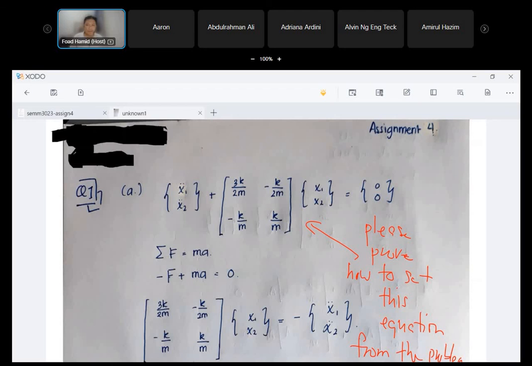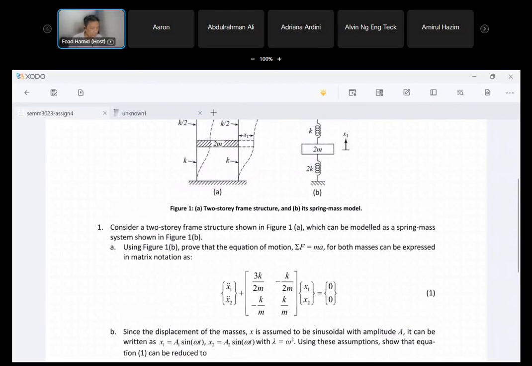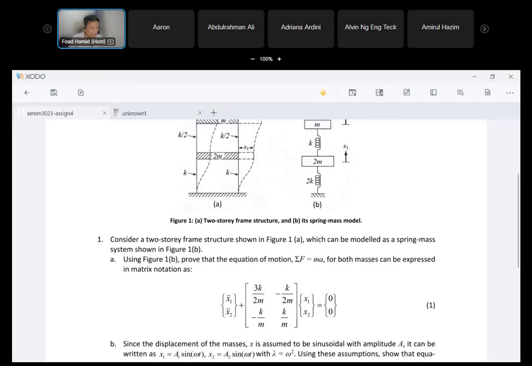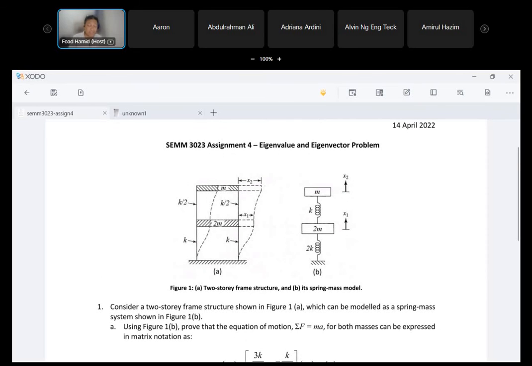So assignment number 4. The question says: consider a two-story frame structure shown in figure 1A, which can be modeled as a spring mass system shown in figure 1B. This is part of my master's textbook, a long time ago. This is one of the classes that I took, under earthquake engineering, the dynamics of structures.